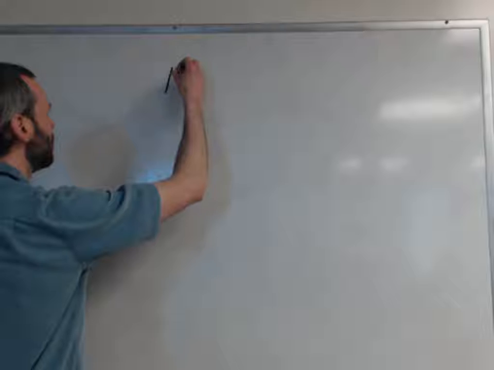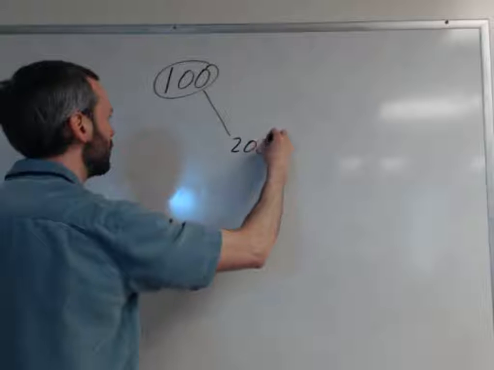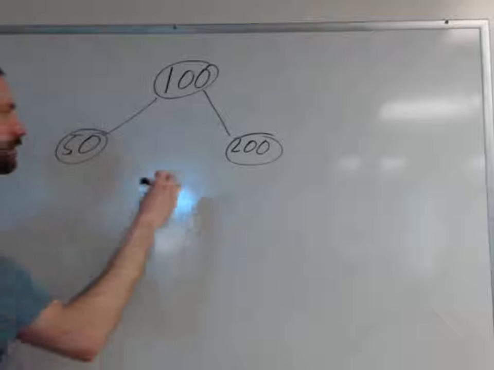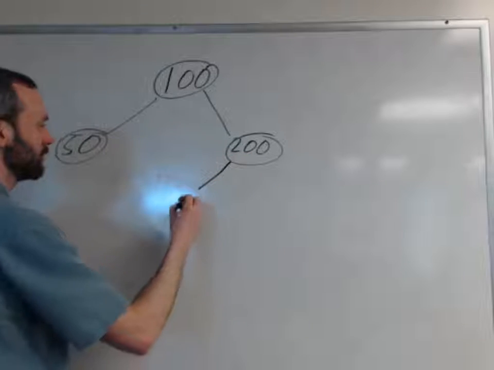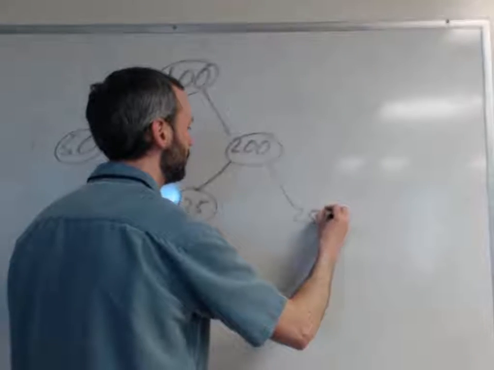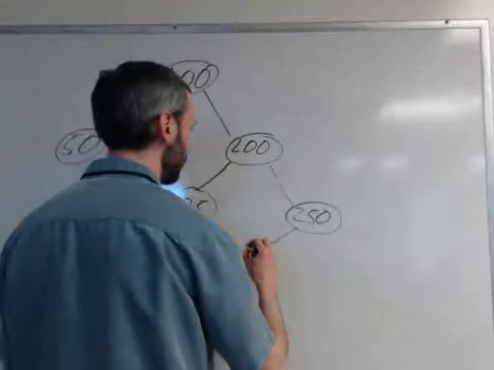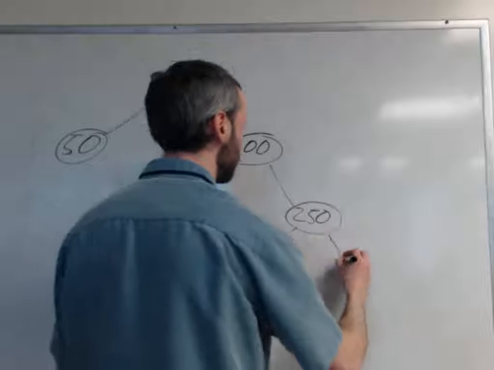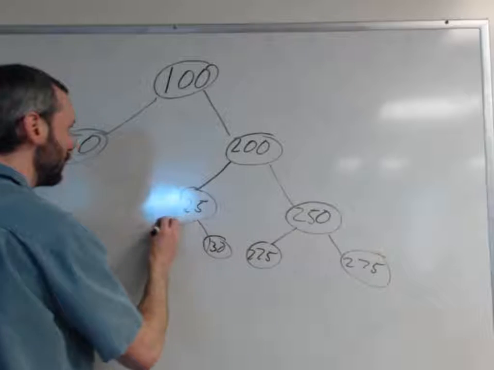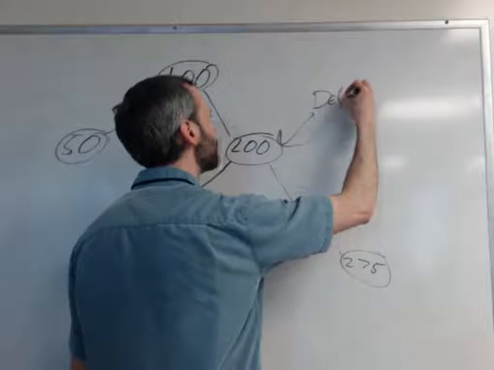But, all right, let's go. I'll make 100. We'll go to 200. Over here, we'll go to 50. How am I looking? All right, good. We'll go to, let's see, 125, 250. All right, let's see. And then we have 225, 275. Over here we'll have 130. And over here we'll have 110. All right, and we want to delete the 200.